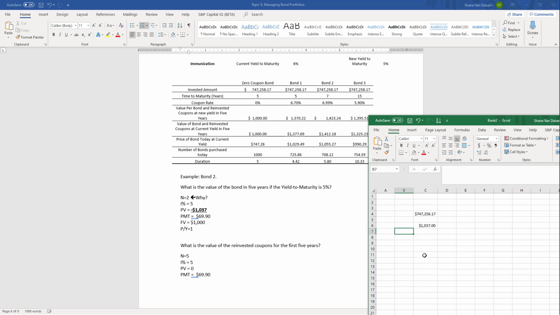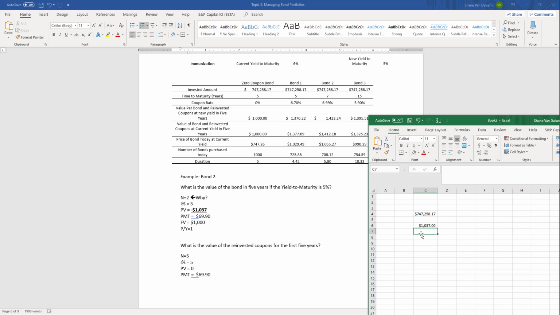Next is the tricky part. Because I've been receiving this payment of $69.90 for 5 years now, during those 5 years, hopefully I've done something with it. We're going to assume that I've reinvested that at the new yield to maturity of 5%. So 5% is my reinvestment rate. So now I want to determine, I've received these payments for 5 years of $69.90, and now I should have cash from those investments as well.